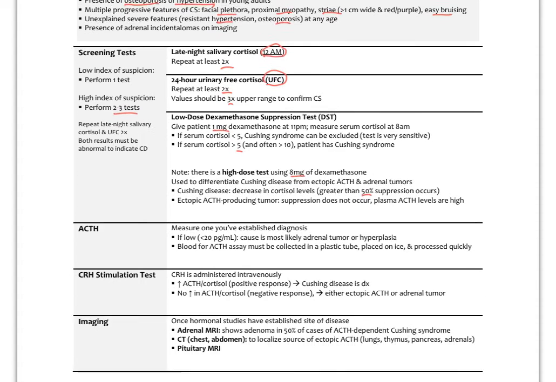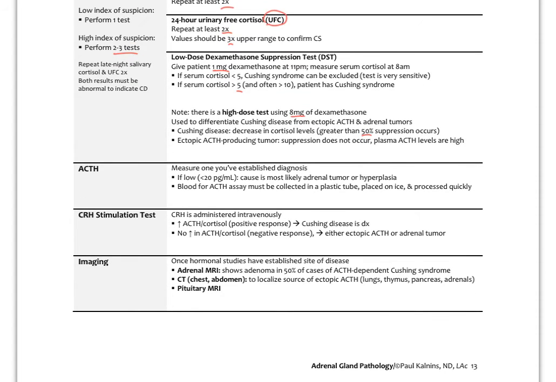Next, we're usually going to do ACTH after we have a suspicion of Cushing's. If it's low, then we suspect that this is likely an adrenal tumor or hyperplasia. The problem with the ACTH test, I should have mentioned, is that it's very sensitive to how you collect it. So you need to make sure that if you're doing that on your own, you follow the instructions very closely. It has to be collected in a plastic tube, placed on ice immediately, and processed quickly.